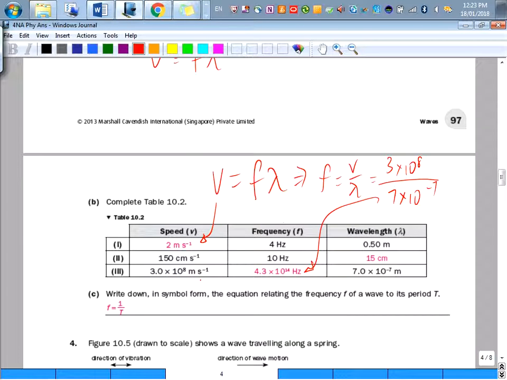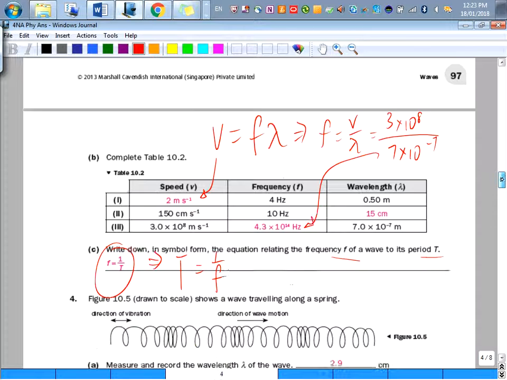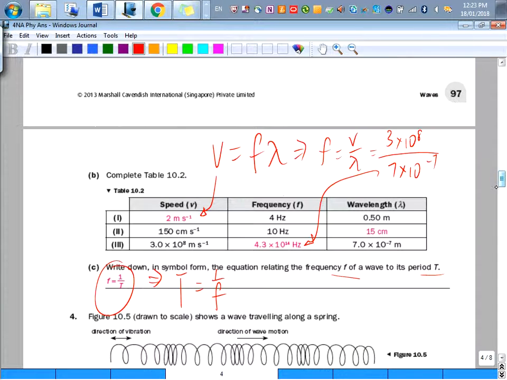Okay, then now the equation linking frequency to the period. f equals 1 over T. Derived for you all yesterday already. This also means that T, the period, equals 1 over f. Same thing. Okay, now.